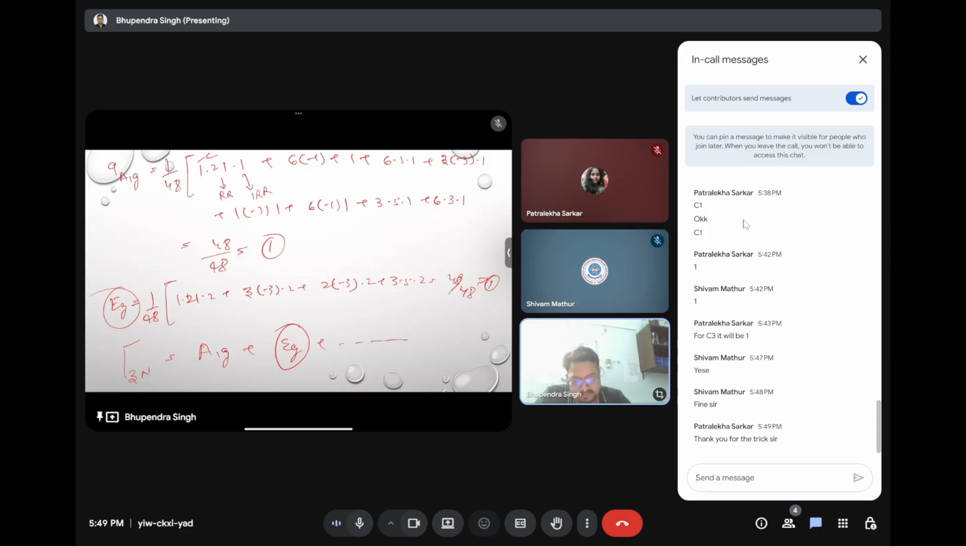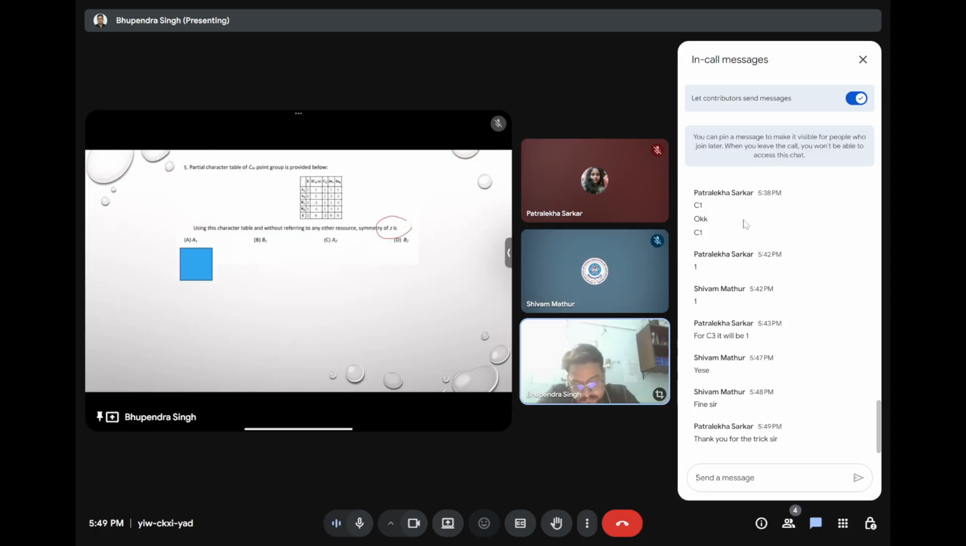And for this question, the partial character table of the C4V point group is provided below. So using this character table, without referring to any other sources, the symmetry of Z is, this we have already solved, I think, this question. C4V, for C4V, right? X, Y, this is Z, Z.